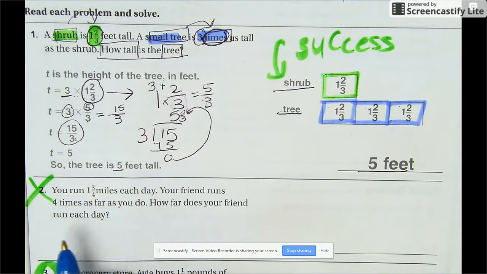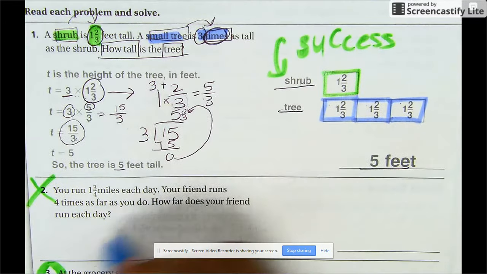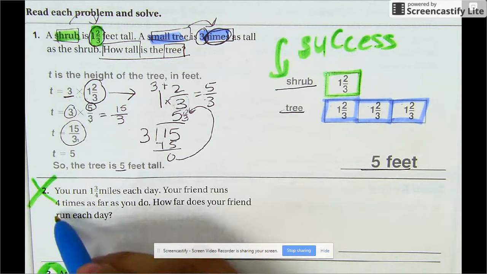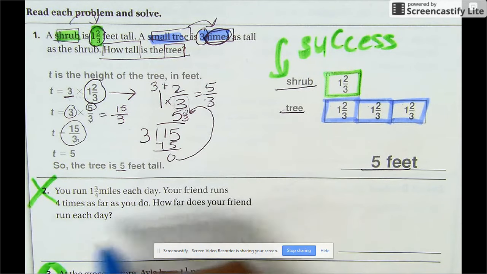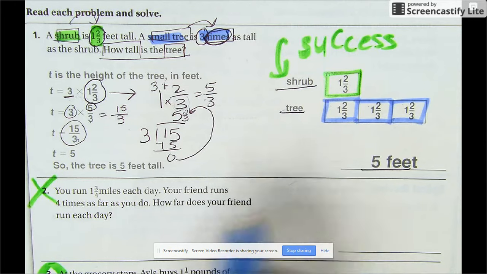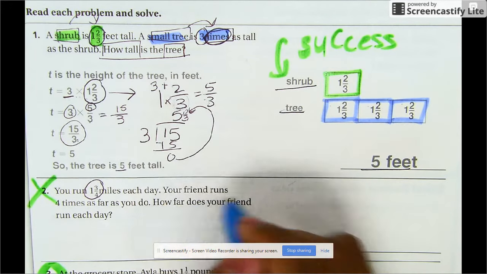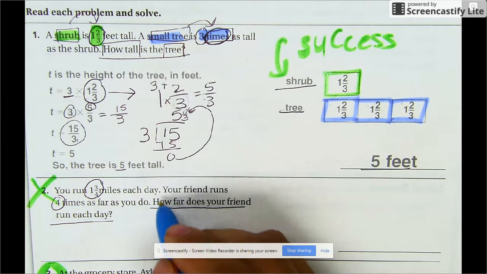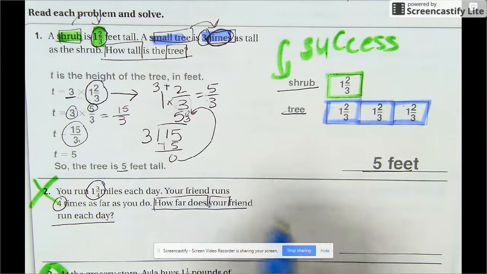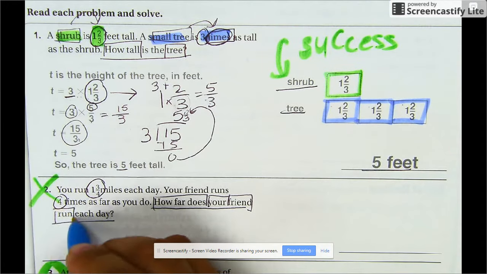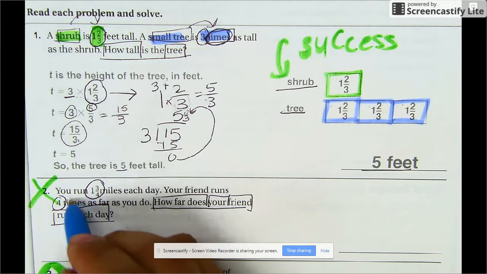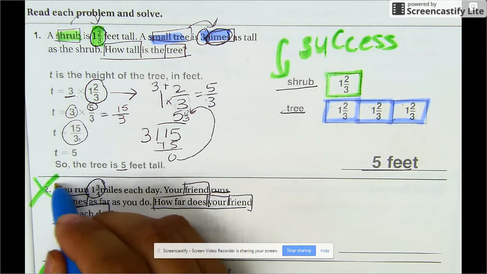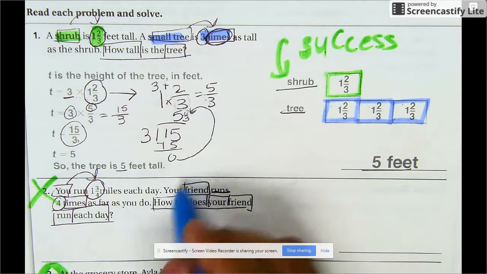Now let me model it for you without any help. You run 1 3/4 of a mile each day. Your friend runs 4 times as far as you do. How far does your friend run each day? So let's cube it up. Cube the numbers, underline the question, box the keyword, how far does your friend, pretty much the whole question. Your friend runs 4 times as much as you, and you run 1 3/4. So your friend runs that much.